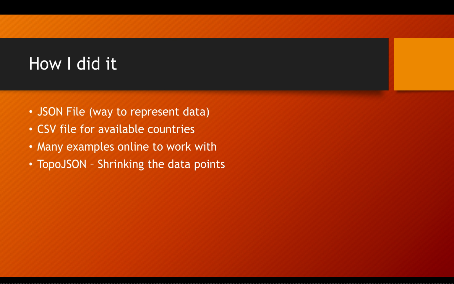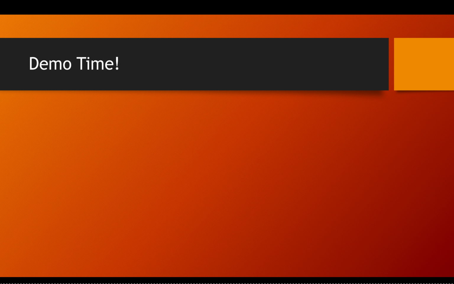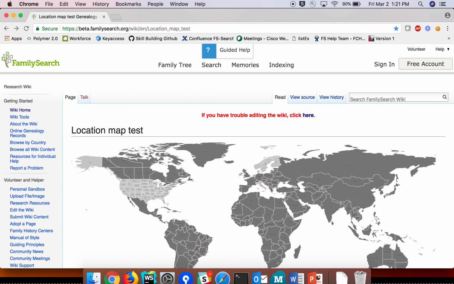TopoJSON, I don't even know if I'm saying that right, but it makes it so all of those points and everything are a lot smaller than they would be if you just used them plain straight out from where you got them. And that's really helpful because we're trying to keep our pages under a certain size. The bigger they are, the slower they load, especially on smaller devices like phones and tablets. So I wanted to show a quick demo on what I did with the map.